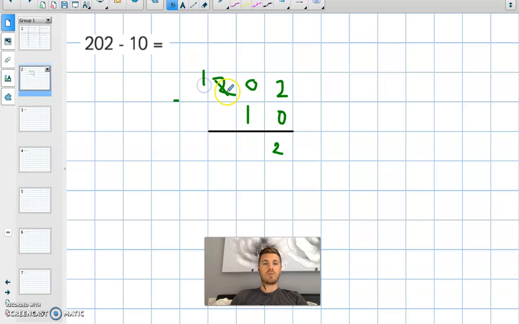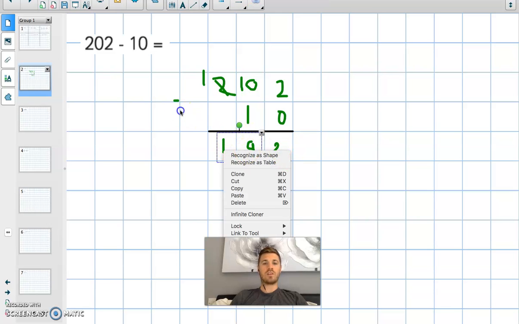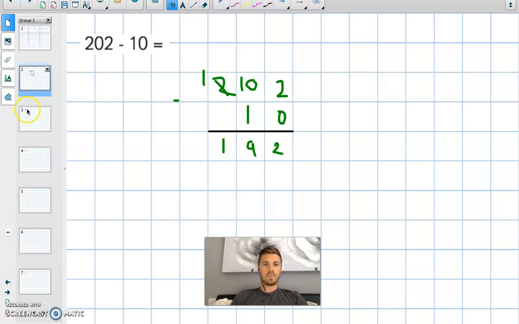So we borrow from next door. 2 becomes a 1 and the 0 becomes a 10. 10 take away 1 is 9. And then we drop our 1 down because there's nothing to take away from it. So 192 is your answer.